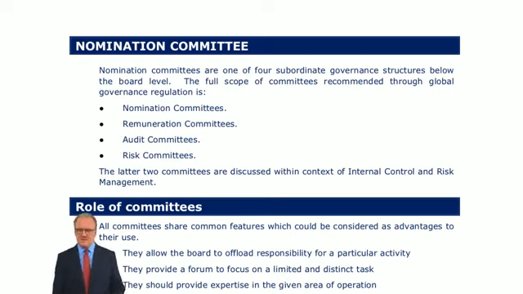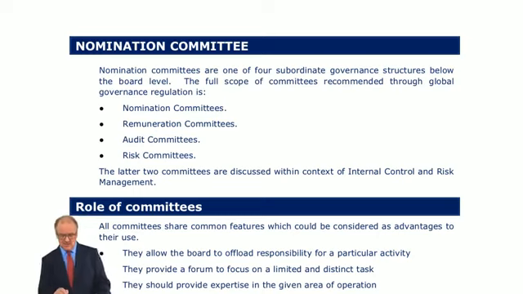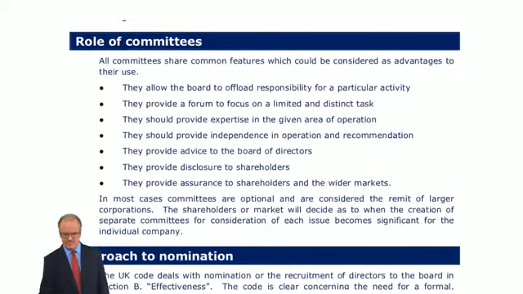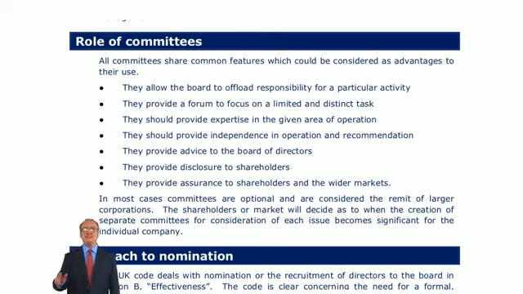The notes tell us that nomination committees, the first one we'll look at, are one of 4 subordinate governance structures. But just to repeat what I said before, there are 4 committees on the syllabus, but only the first 3 of these, so the top 3 above my head there, are actually required by the UK Code. The role of committees is largely what I've just been saying. By having specialists in separate committees, you can use their expertise. They will then come back and advise the main board on what the company should be doing in those areas.